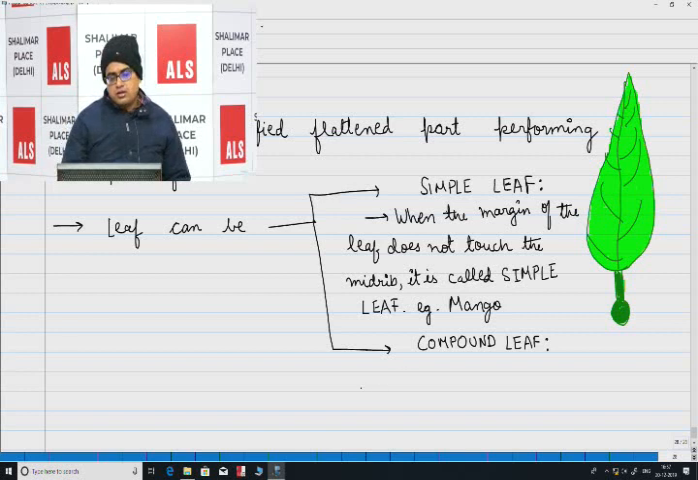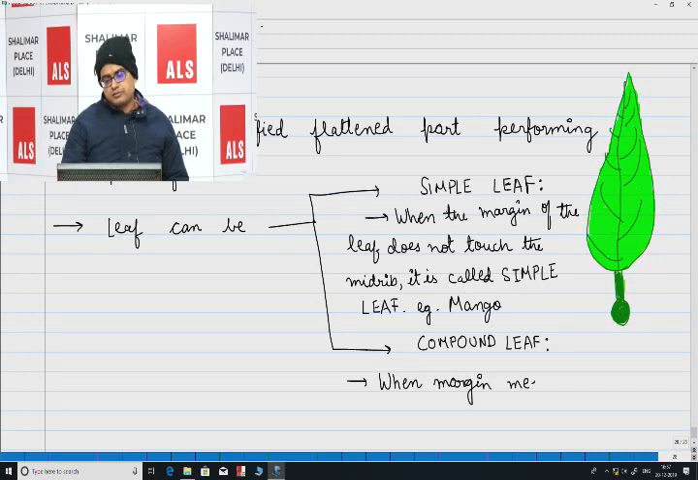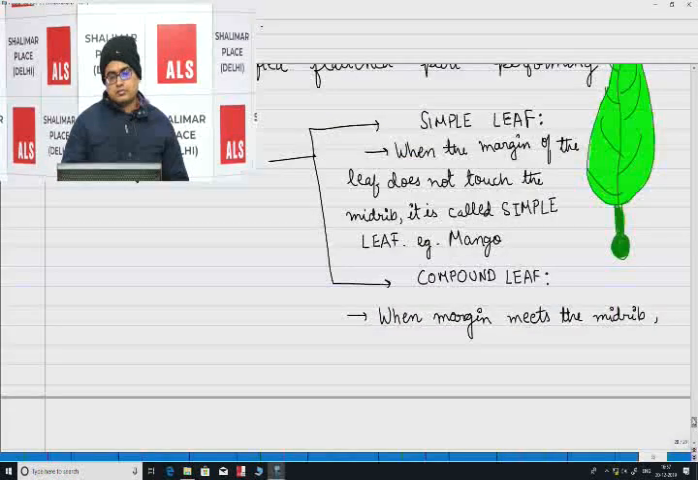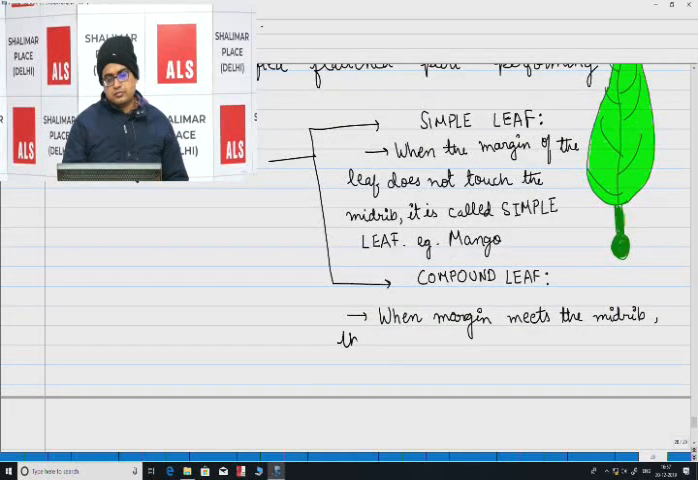When the margin of the leaf proceeds to touch, when the margin meets the midrib, the leaf is said to be compound.